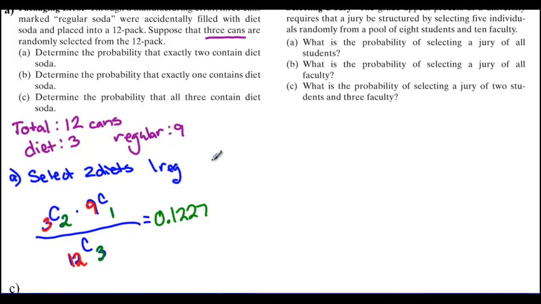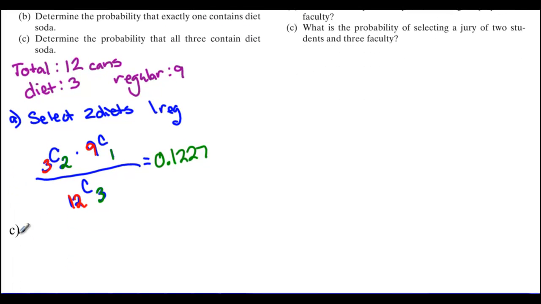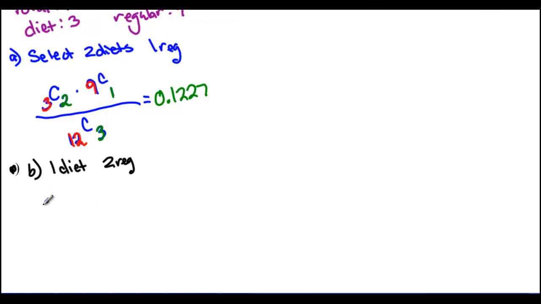So for Part B, it wants us to choose exactly 1 diet soda. So for B, we want 1 diet and 2 regulars. So of the 3 diet sodas, we need to choose 1. Of the 9 regular sodas, we need to choose 2. And again, we're still dividing by that 12 choose 3.